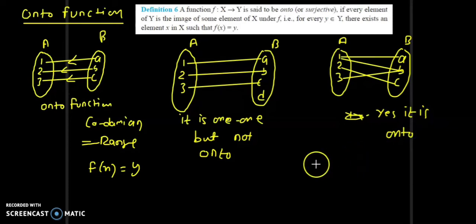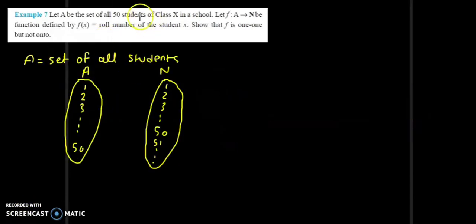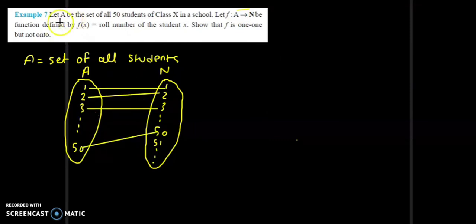Okay, write down this. We'll take one example here. Let A be the set of 50 students of class 10th in a school, where A is given roll number wise, and let N be the set of natural numbers. So set A can be 1 2 3 4 5 till 50, and set N will be 1 2 3 4 5 till n, the natural numbers.